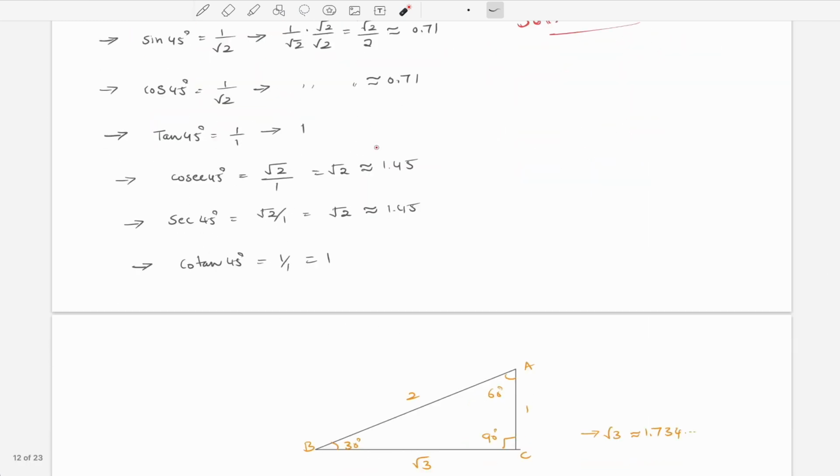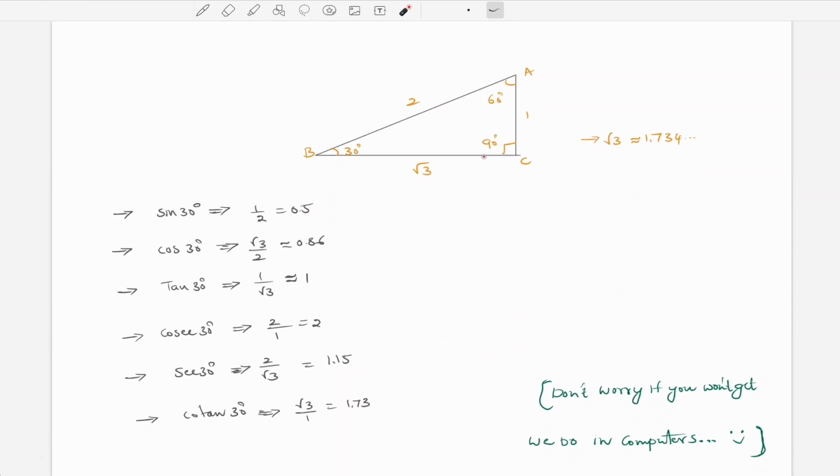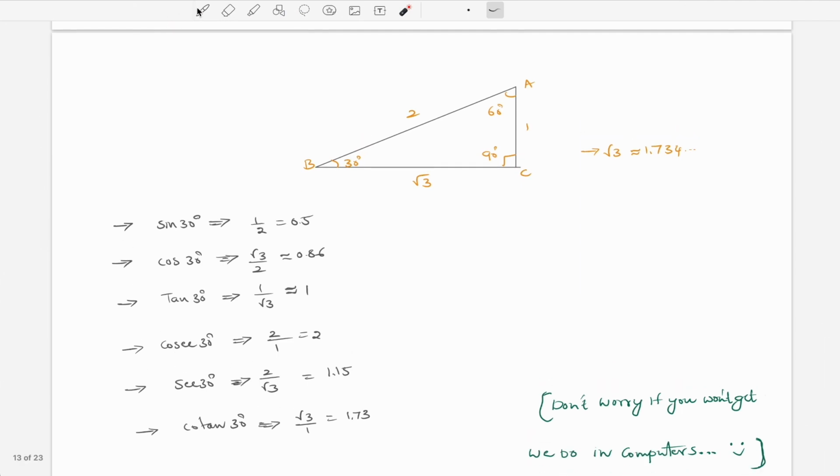After that we have a 30, 60 right angle triangle. This is 30, this is 60 and this is a 90 triangle. Let me write this. This is a 30, 60, 90 right angle triangle, right? We simply take the values 1, 2, and we have a root 3 over here. What is the value of root 3? It is 1.732 and so on. Just ignore that. Okay, so how do we find the values?